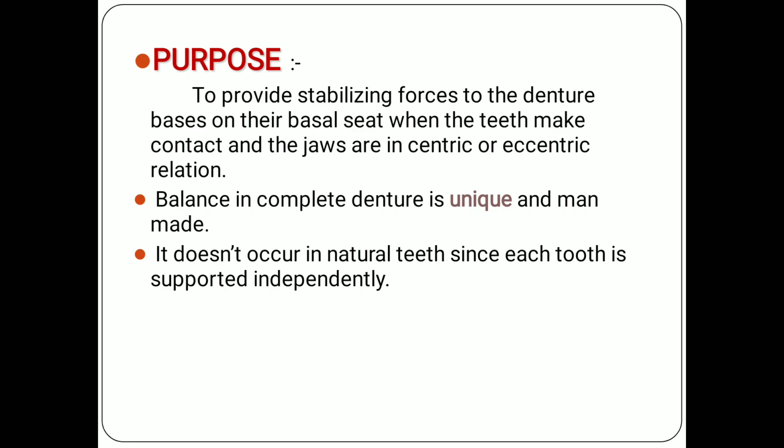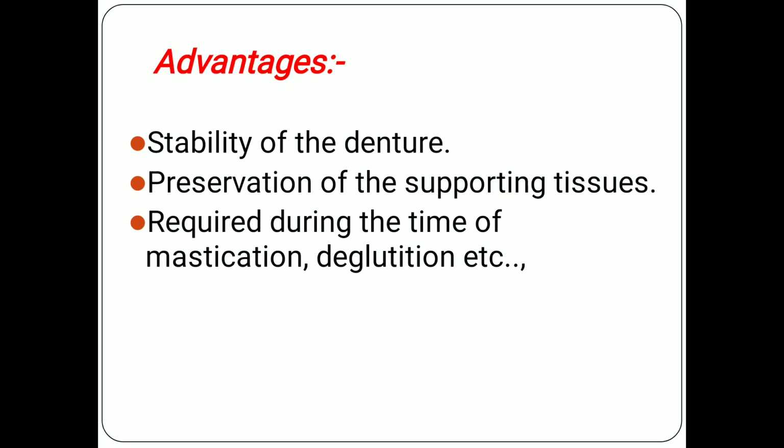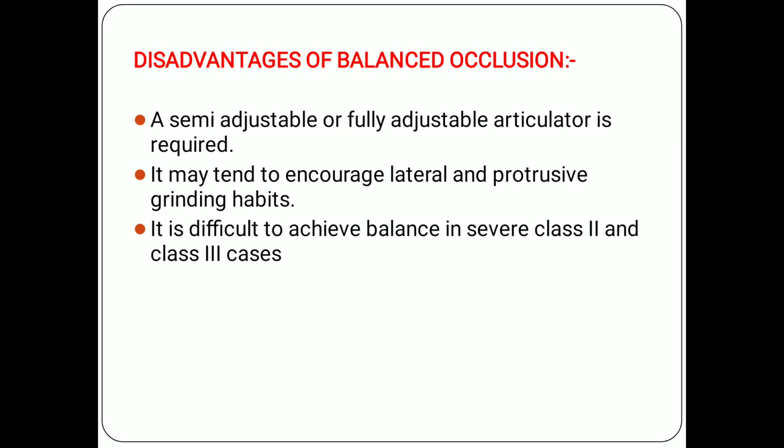How will each tooth be supported? Periodontally. But when you give a complete denture, we do not have a PDL. So that is why this balanced occlusion is completely a man-made, artificial thing, which is used to normalize the stabilizing forces in centric and eccentric relations. Advantages: stability of the denture, and preservation of the supporting tissue during mastication and deglutition.